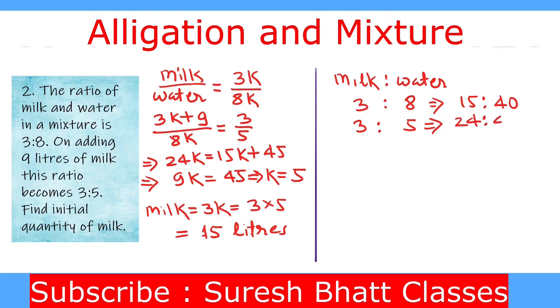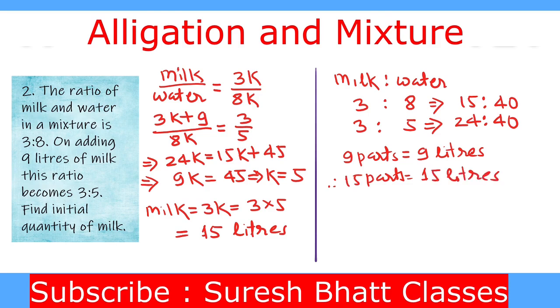24:40. Now the water quantity in both the ratios is 40 and the milk quantity is 15 and 24. So on subtracting 15 from 24, we get 9 parts is equal to 9 liters because we added 9 liters of milk. Therefore, initially we had 15 parts of milk in 15:40. So 15 parts equal to 15 liters. And this is our answer. This way we can easily solve the question by shortcut method.